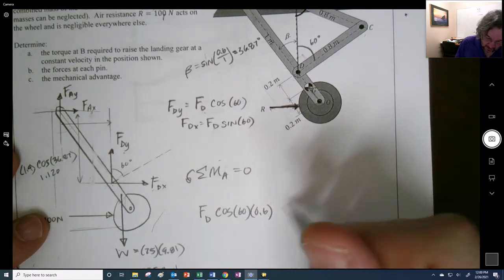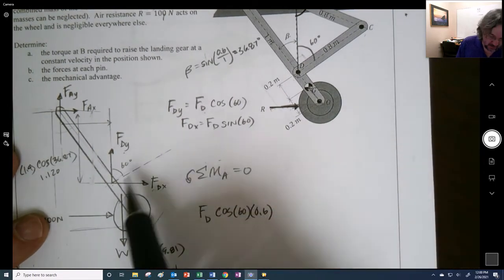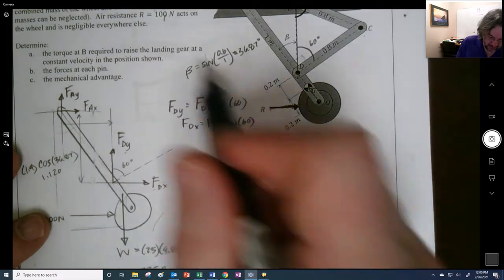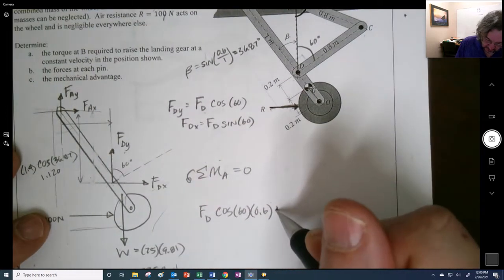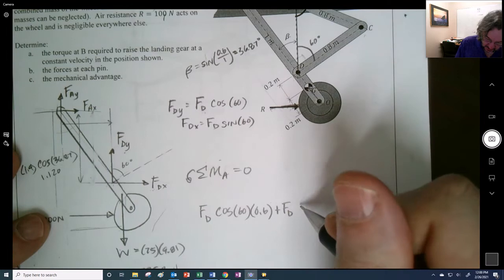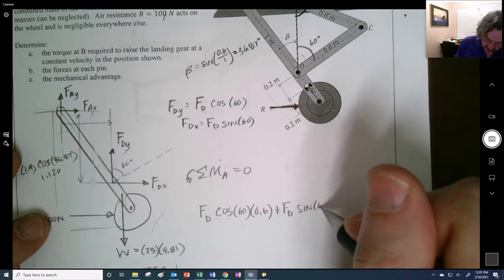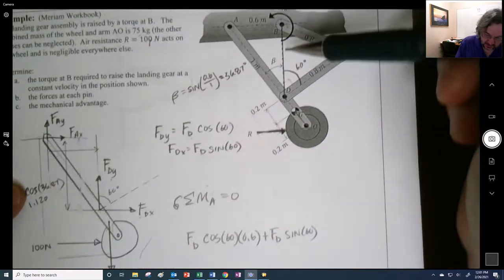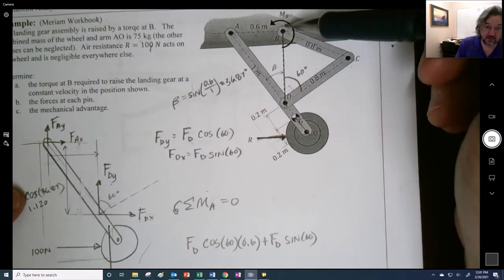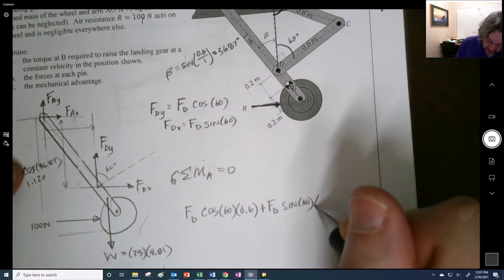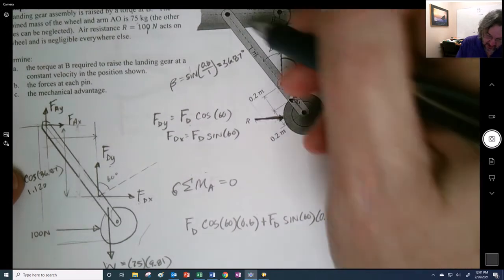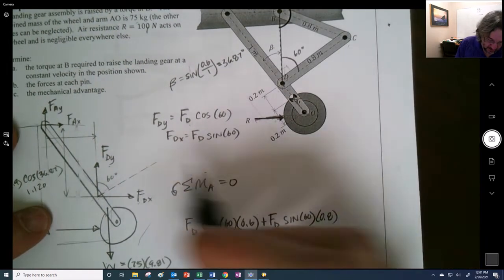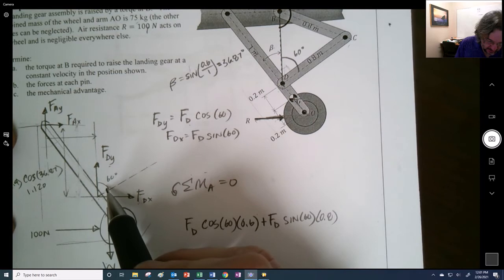Okay, and then I'm going to go to this one right here. This is also counterclockwise. So FD times the sine of 60 right there. And that one, its distance is going to be the 0.8 that we decided because of that 3, 4, 5 triangle. Okay, so those two are taken care of.